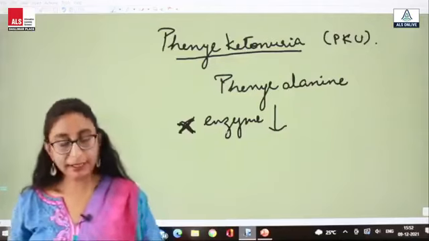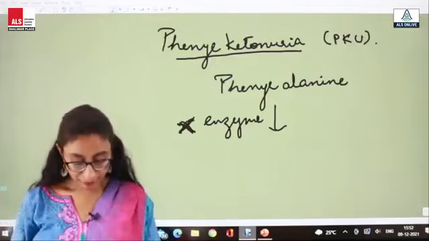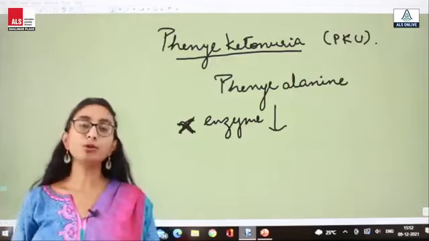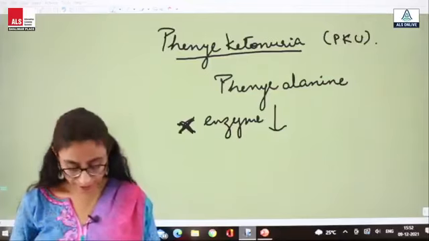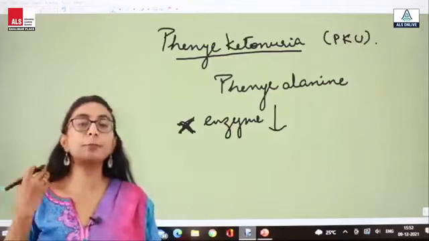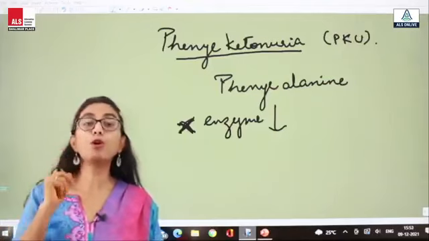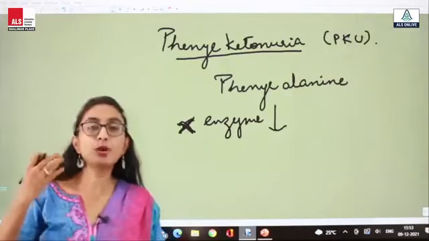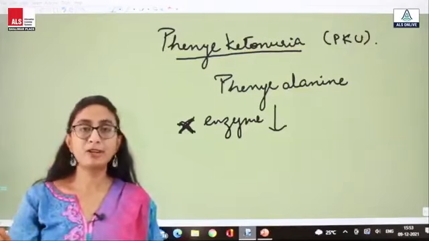Again, there are certain foods which are rich in phenylalanine. By avoiding those foods, you can prevent this gene from expressing. Usually for patients who are suffering from phenylketonuria, doctors will advise them to go for a low protein diet, isn't it? So what are proteins? Proteins are further broken down to amino acids, isn't it?